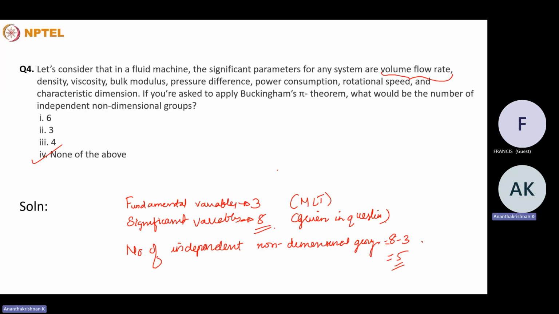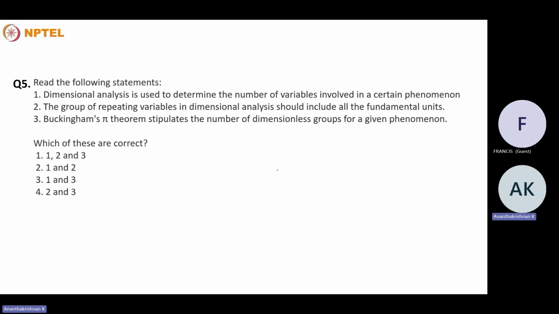Then we can move to the next problem. So read the following statement. Dimensional analysis is used to determine the number of variables involved in a certain phenomenon. The group of repeating variables in dimensional analysis should include all the fundamental units. Buckingham pi theorem stipulates the number of dimensional groups for a given phenomenon. Which of these three are correct? All the three are correct. 1 and 2 are correct. 1 and 3, 2 and 3.